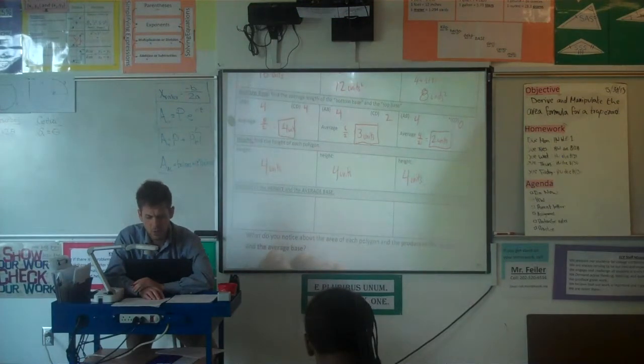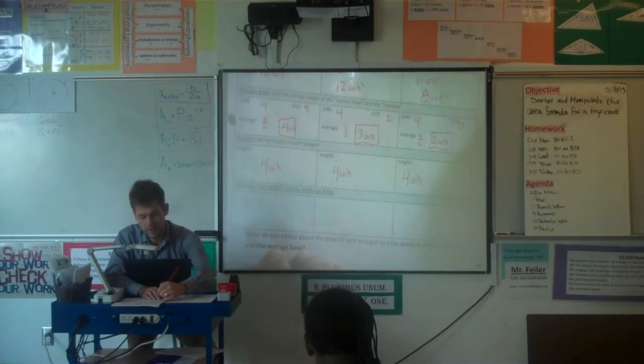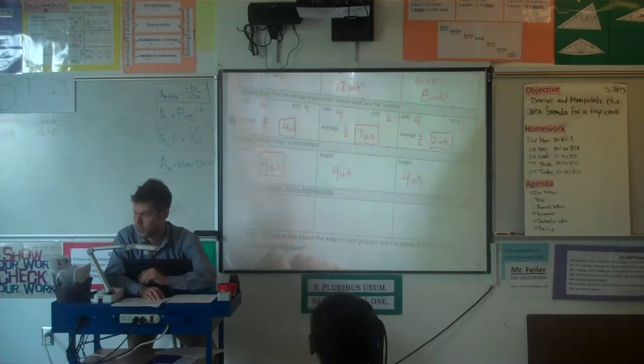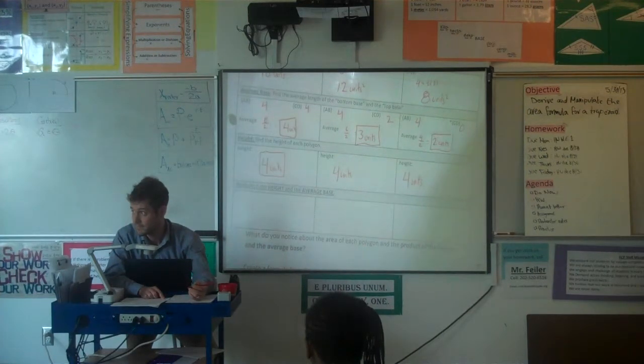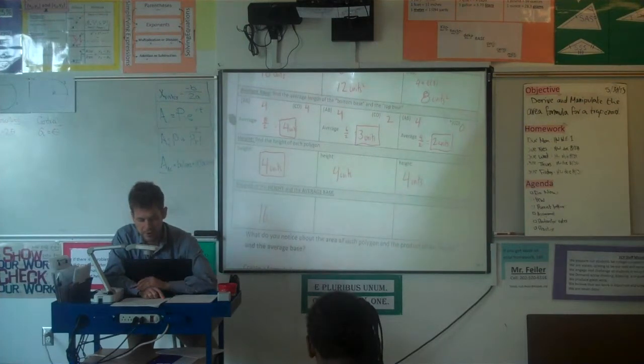All right, Quadrate, what does the fourth gray box tell us to do? The product of the height and the average base. All right, so the product means I'm doing what operation? Multiplication. So, Quadrate, what is the product for the parallelogram of the average base and the height? Yep. 4 times 3, 4 times 2. Well, let's do the first one. What's 4 times 4? 16. 16. Jaquan, what was the product for the trapezoid?